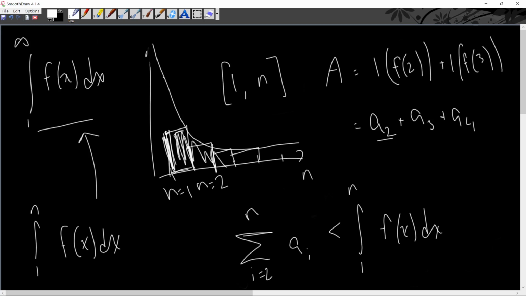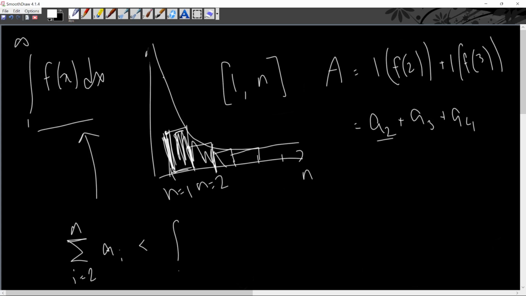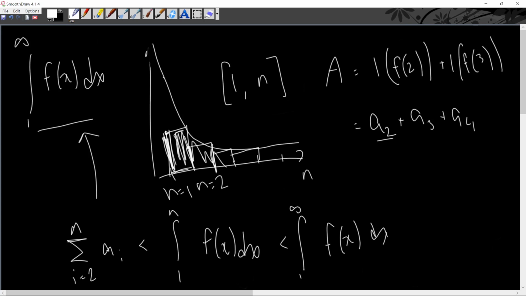So we can write this as an inequality, right? Let's just rewrite what we've sort of got down. We have the series from i equals 2 to n, or the partial sum, of a sub i is less than the integral from 1 to n of f of x dx, and that is less than the integral from 1 to infinity of f of x dx. Right?